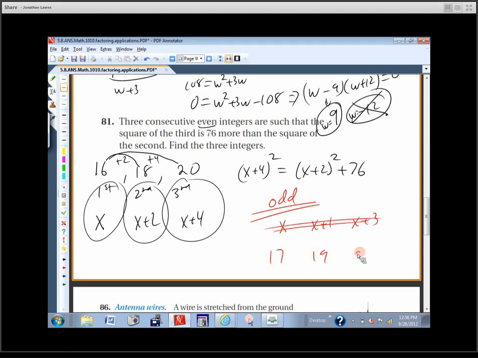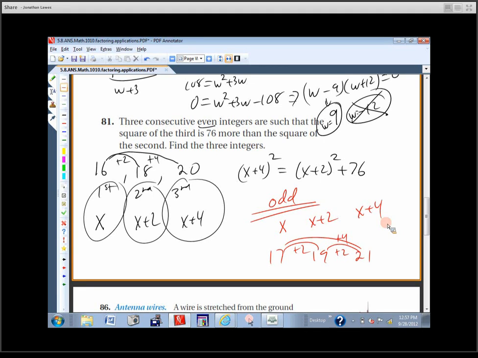17, 19, 21. How far is it in between those two? 2. How far is it in between those two? 2. So how far is it from the first one to the third one? 4. So the interesting part about this is, if the first one is x, the next one is x plus 2, and the next one is x plus 4. Okay? If we're talking consecutive odd or consecutive even. All right? The pattern is the same, because they're always 2 apart from each other, right? Every odd is 2 apart, every even is 2 apart.